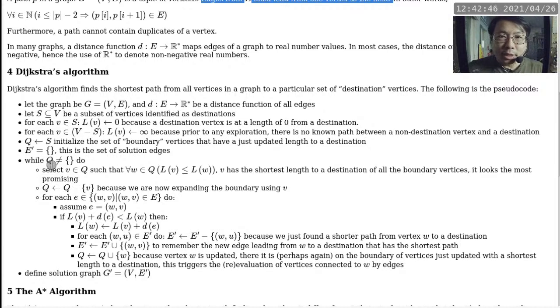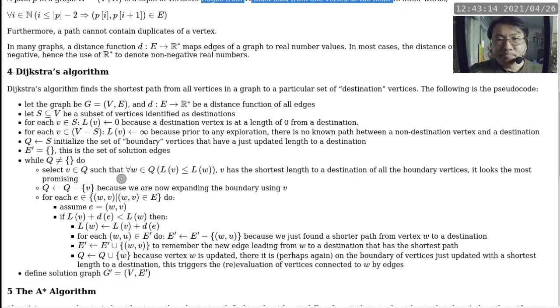So the first line inside the while loop says select v, this is lowercase v in Q, such that for all w in Q, L of v is less than or equal to L of w. Alright, so the rest is comment. From here on it is just comment. So we want to look at just this part, the quantified expression, and see if we can figure out what that means.